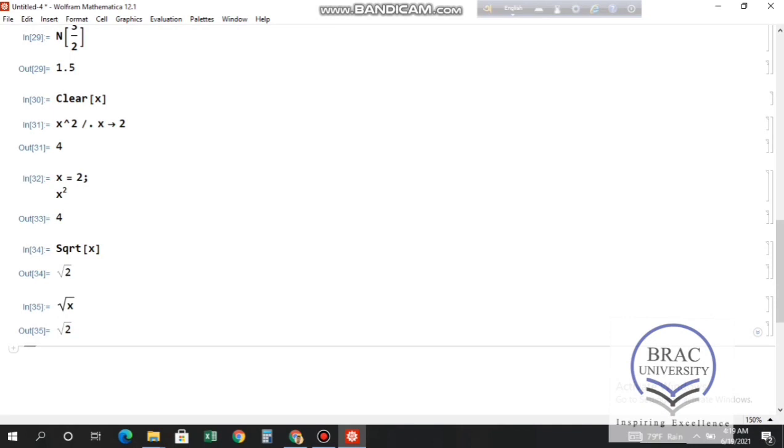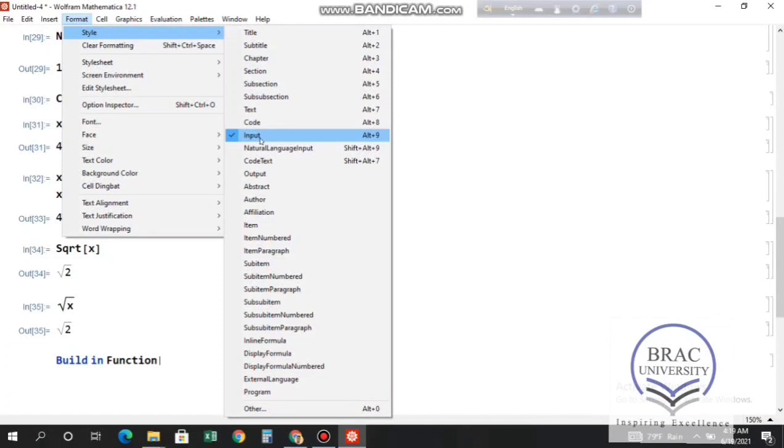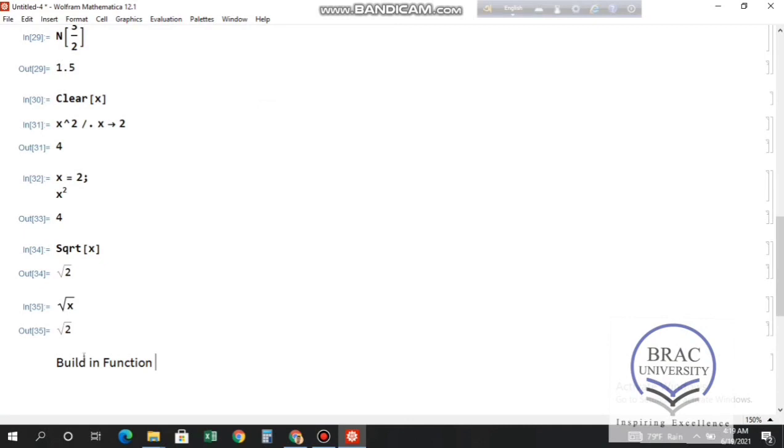Now let's see how we can write text in Mathematica. This cell is now in input mode. So let's write built-in function in this cell. To convert this cell to text mode, just go to the Format option, and then go to Style, and from there you have to choose Text. You can see the cell is in input mode, so choose Text. Then anything you write in this cell will be in text mode.